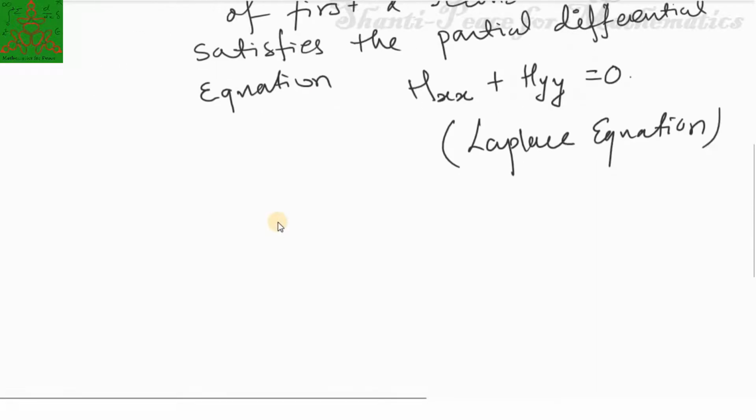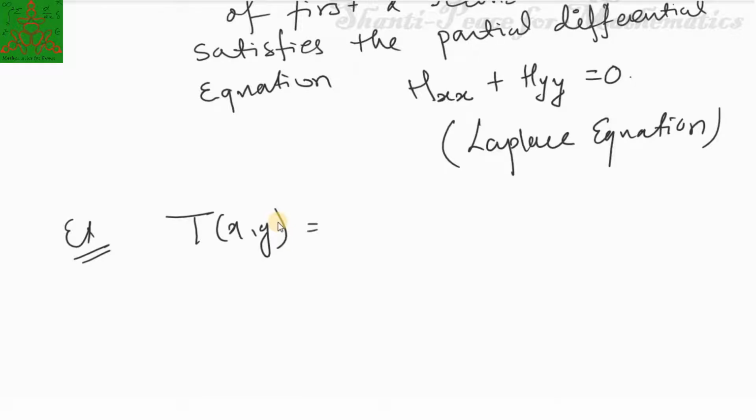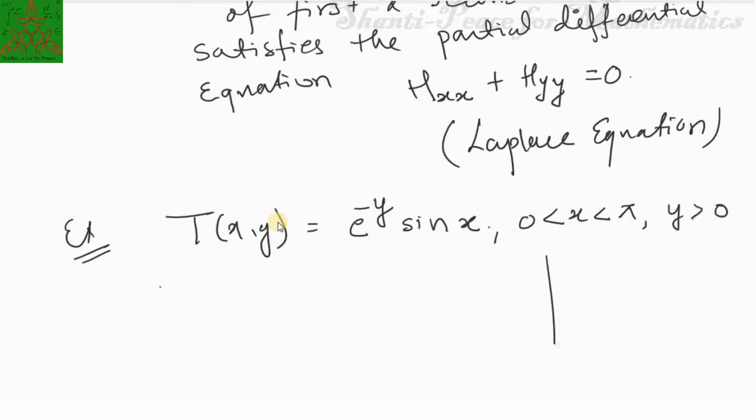Let us consider an example. Suppose I have T of x, y, known as a temperature function when you are dealing with heat problems, given as e power minus y sine x. These functions are defined over the strip where x is between 0 and pi and y is positive. This is x equal to 0 and this is x equal to pi, and y is positive. That means it is defined over this strip.